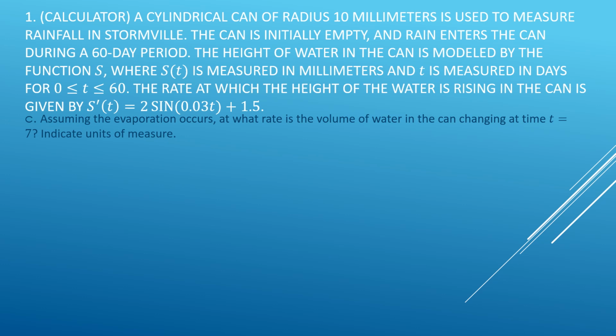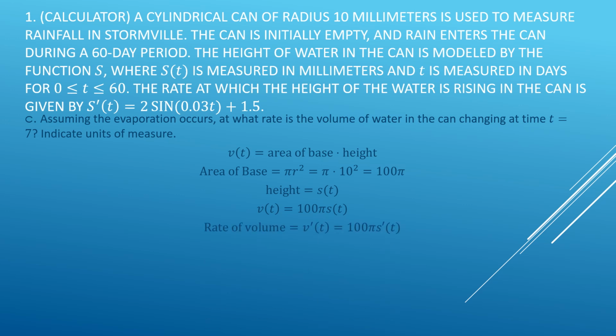All right, part C says, assuming that evaporation occurs, at which rate is the volume of the water changing at T equals 7? So first I'm going to start with my volume formula, again, using a little bit of geometry. Remember that volume is the area of the base times the height. So the area of the base, since we're talking about a cylindrical can, is a circle. So the area of the base is 100 pi, since the radius was 10. The height they told us was S of T. So that makes our volume equal to 100 pi times S of T.